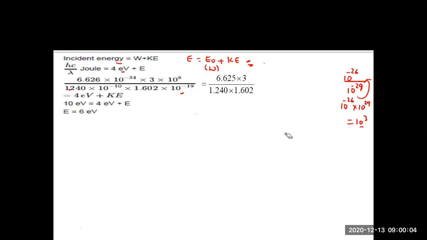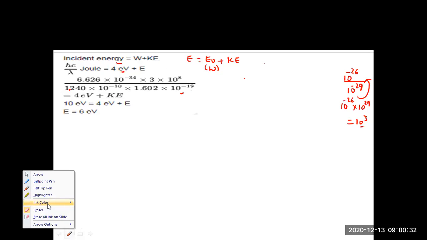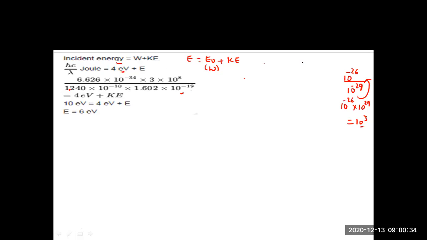Why did you multiply with electrons, sir? Charge of it. Come again. Sir, why did you multiply with 1.6 into 10 to the power of minus 19? That's because we need to convert joules into electron volt here. What is 1 electron volt equal to? I just now told. 1 electron volt is equal to 1.602, you can leave that 02, into 10 raised to minus 19 joules.